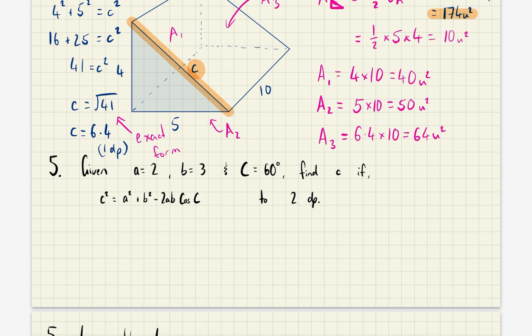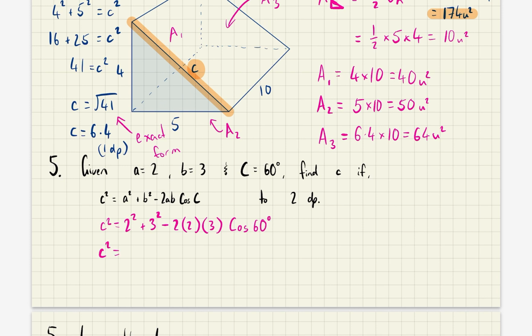Given A is equal to 2, B is equal to 3, and that's a capital C is equal to 60 degrees, find little c, if c squared is equal to A squared plus B squared minus 2AB cos C, to 2 decimal places. So I'm just going to substitute in what I know and we'll see where we can go from there. So I don't have c because that's what I'm trying to find. A squared, that's 2 squared. B is 3 squared. And we've got 2 lots of 2 times 3, and I like to do it in brackets, just makes it a bit cleaner. And we've got cos of 60.